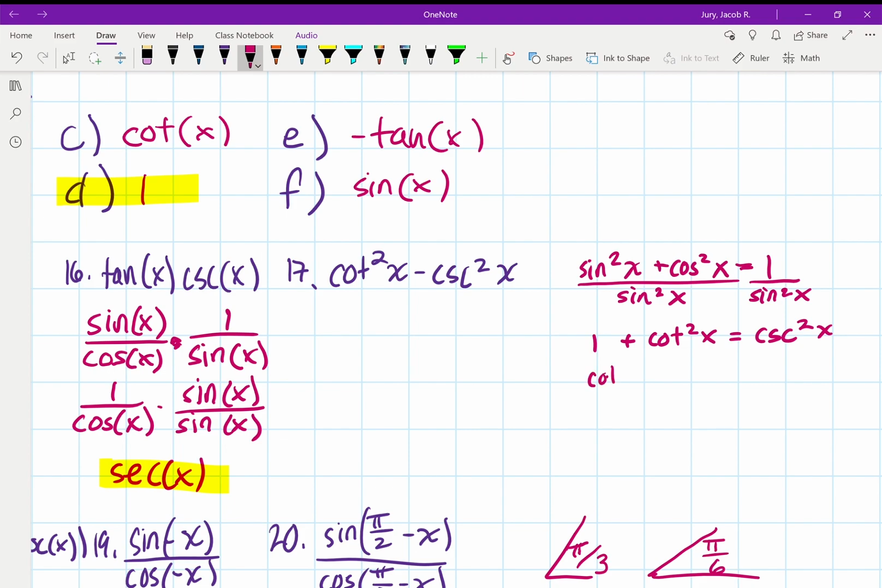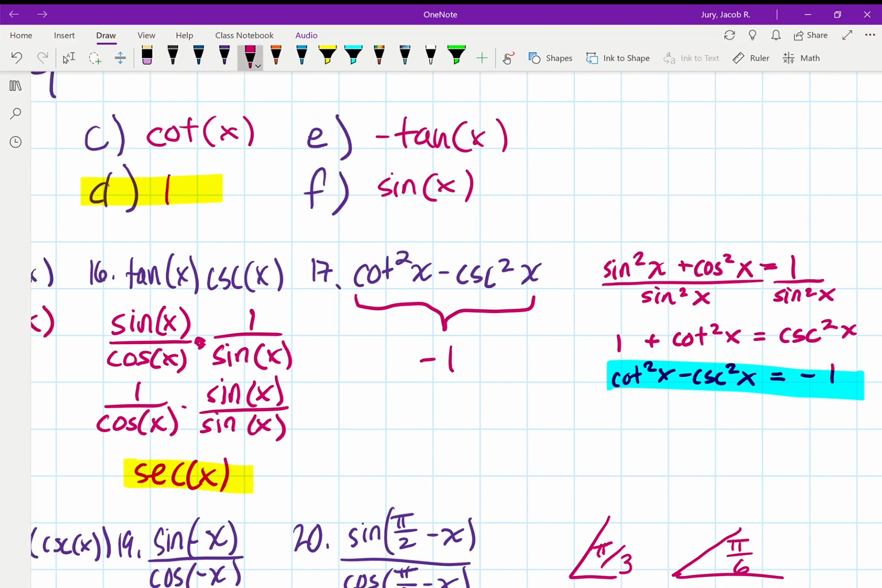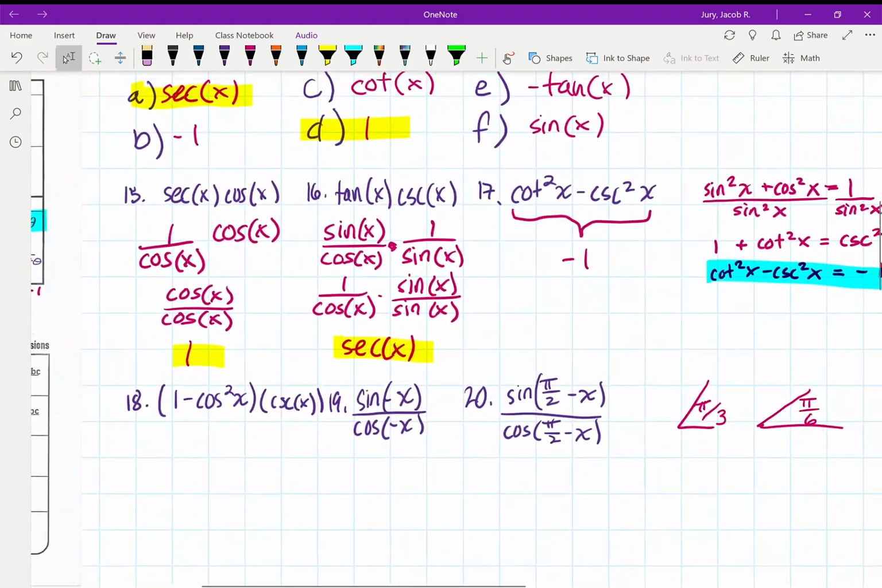So I'll keep my cotangent squared x on this side, and I'll subtract cosecant squared from it. And then I'll move my 1 as well to the right side of that equation. Now, this is an equation over here. That means that -1 is equal to cotangent squared x minus cosecant squared x. So I can just replace what I see in this simplify trig identity problem with -1. There we go.